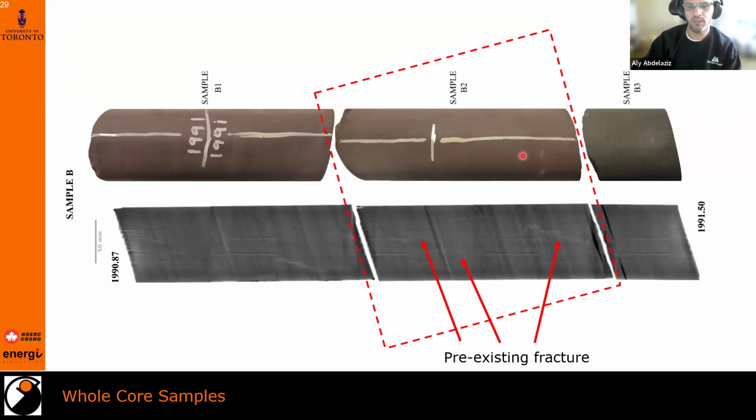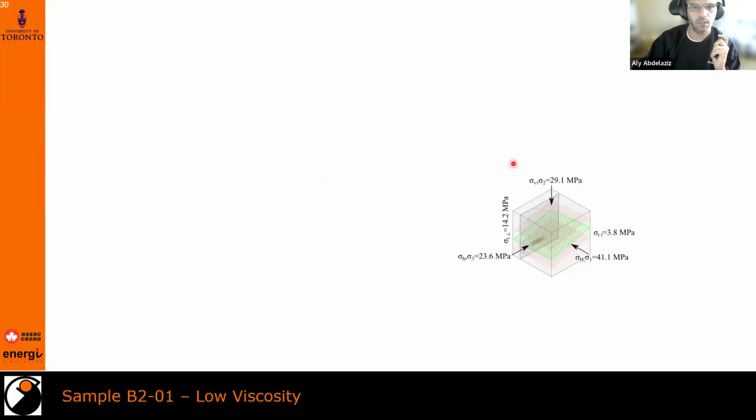This sample here was cut into 2 cubes to do the true-triaxial test. Of the 2 cubes, one was injected with water, one was injected with high viscosity fluid, in this case, soap. So let's have a look at the first one. So this cube was injected with water. You see the black is the pre-existing fracture, red is the bedding planes, and the green is where we got the fracture, or the hydraulic fracture.